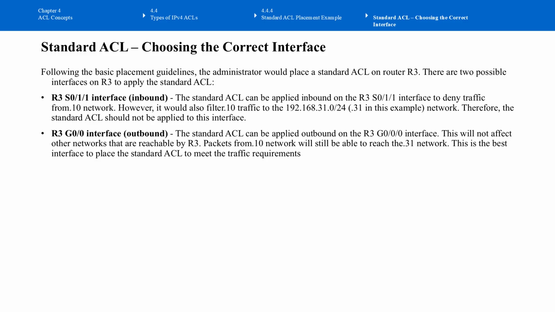The second one, R3 G0/0/0, is outbound and is the best choice. Apply the ACL as traffic leaves R3 towards the 192.168.30.0/24 network. Now, only .10 to .30 is blocked, and the .10 to .31 is allowed.